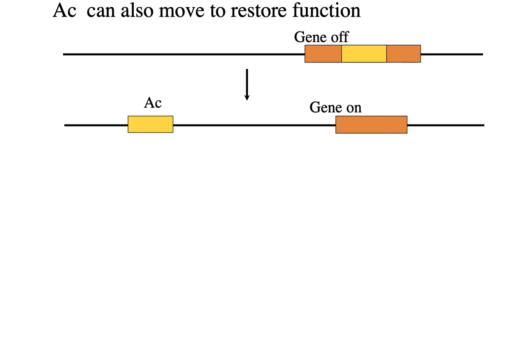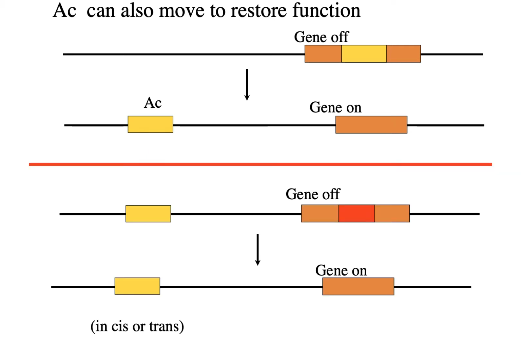So by transposing out of the gene, function could be restored, which was a rare event, and a copy of the AC would be located either on the same chromosome or a different chromosome. It could also restore a function where the DS element was interrupting the gene, so it would cause the dissociator transposon to move out of the gene, restoring the gene function.